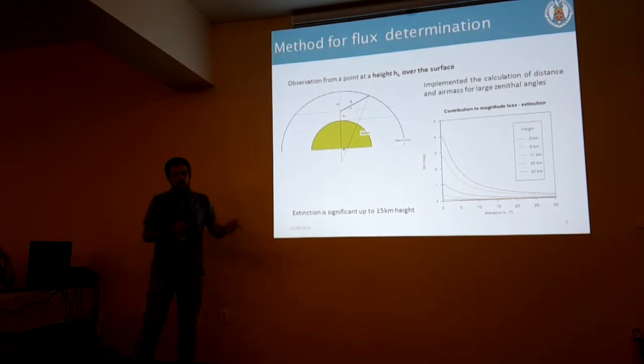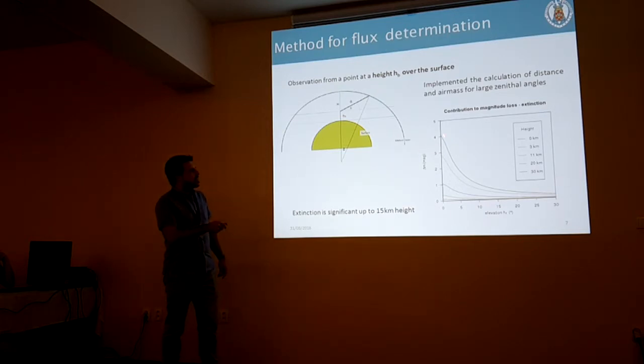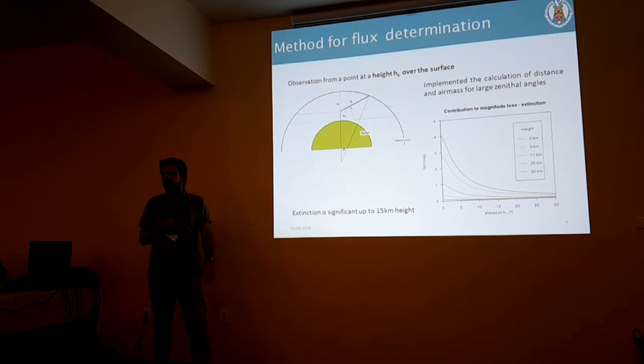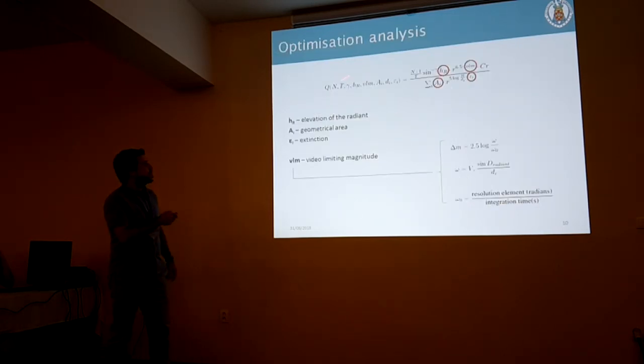I also implemented the calculation for distance at large zenithal angles and the air mass calculation, which gets a bit tricky below 10 degrees of elevation. If you're at sea level, when you point to the horizon, you lose 4 full magnitudes. If you point from 3 kilometers, you lose 3 magnitudes. And if you want extinction to be negligible, you have to go above 15 kilometers. The easiest and cheapest way to go above 15 kilometers is on board a balloon-borne platform. So this is the optimization analysis.